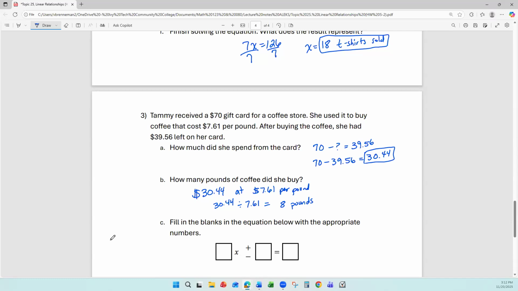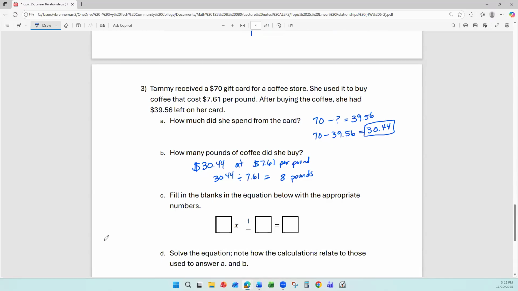Now, writing this as a linear equation, because that's something you'll be asked to do in ALEKS, we would have the change amount, always it's what goes next to X. And so that's the 7.61 per pound. And this change amount, this is money being spent. So I'm going to make that be a negative 7.61 for the change amount. And then we'll have a positive initial value of 70.